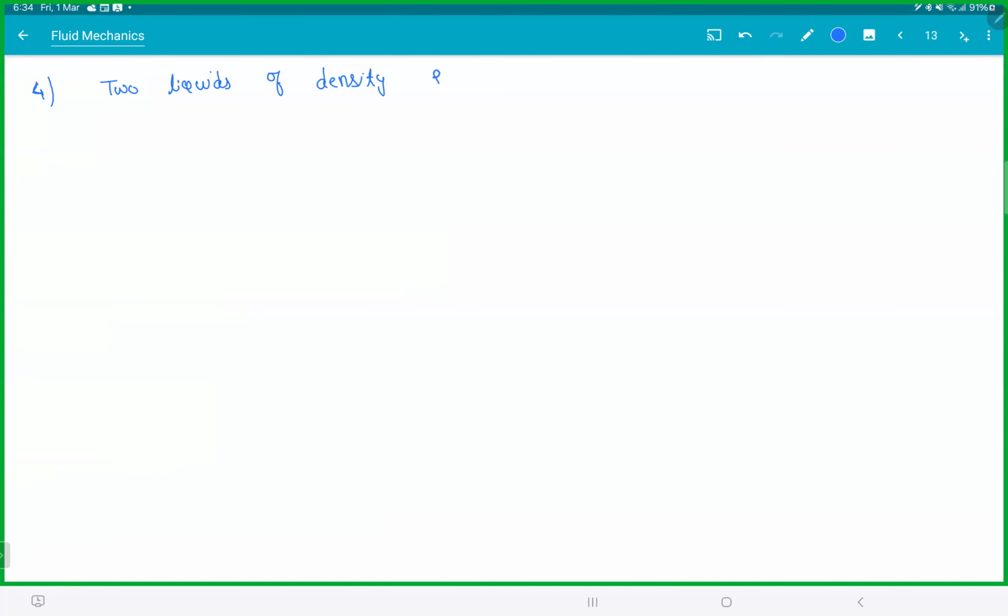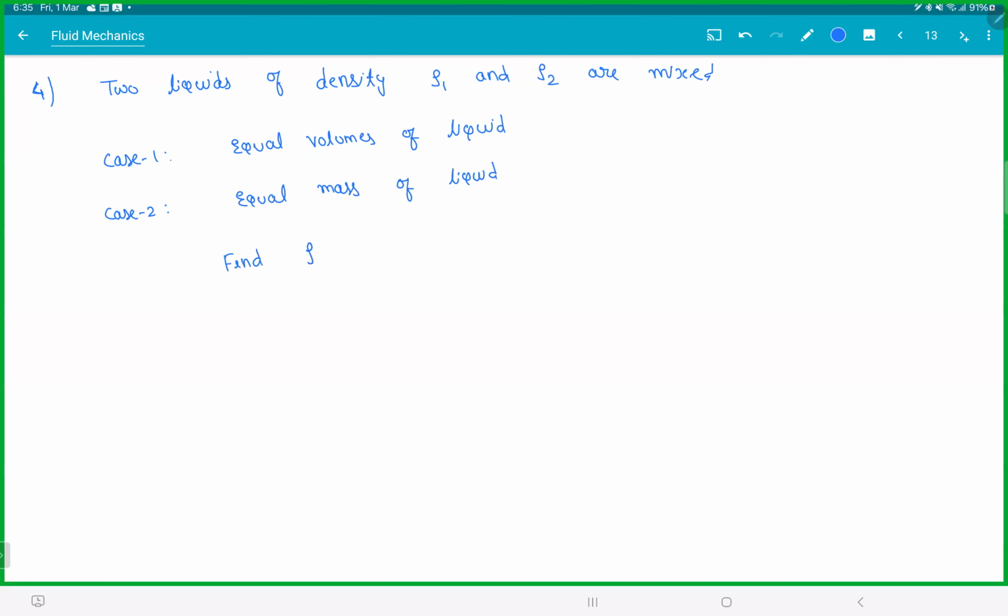Two liquids of density rho 1 and rho 2 are mixed. Case 1, you mixed equal volumes of liquid. Case 2, equal masses of liquid. Meaning in the first case, let's say 10 liters of liquid 1 and 10 liters of liquid 2. Second case, 10 kgs of liquid 1 and 10 kgs of liquid 2. Find rho average. Find the average density. Others, do keep your cams on.